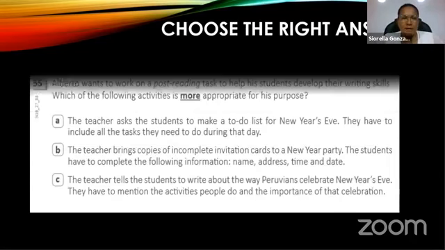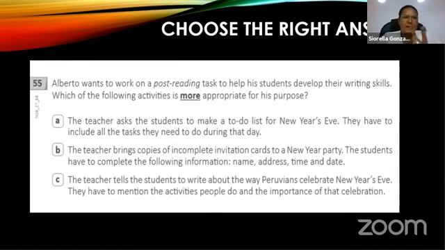Now, let's see. One more question. Examen de nombramiento 2019. Question 55. Alberto wants to work on a post-reading task to help his students develop their writing task. All right? Which of the following activities is more appropriate for his purpose?